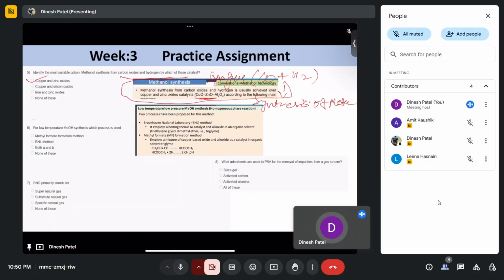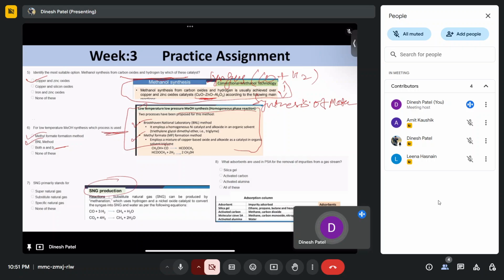Another question was: for low temperature methanol synthesis, which process is used? As you can see, it is also mentioned in your slides. Low temperature and low pressure methanol synthesis, these two methods are used, BNL and the methyl formate method. So the correct answer is C. SNG primarily stands for substitute natural gas. This is also produced from syngas only. The correct answer is B.